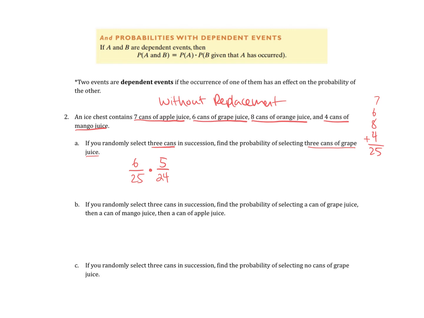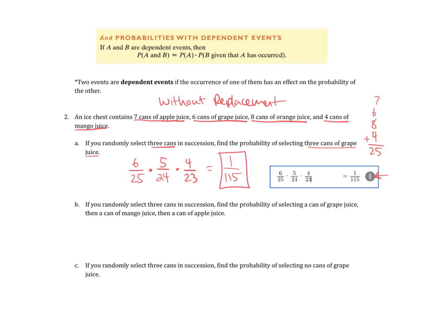Now again, I assume that I did get grape juice again. So how many grape juices are left now? There would be 4 left and 23 total cans. And I plugged that into my Desmos scientific calculator and changed it back to a fraction using this little button. And it gave me a reduced fraction. 1 out of 115 would be my answer.